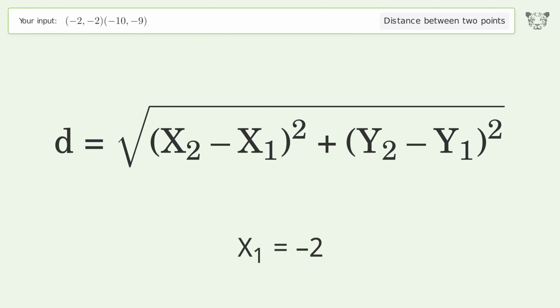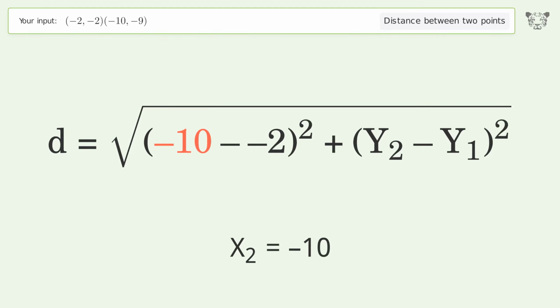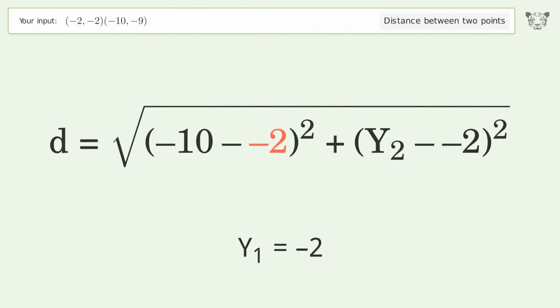x1 equals -2. x2 equals -10. y1 equals -2. y2 equals -9.